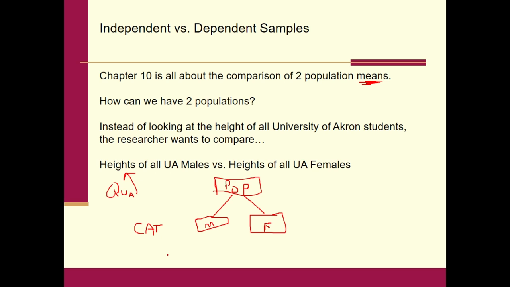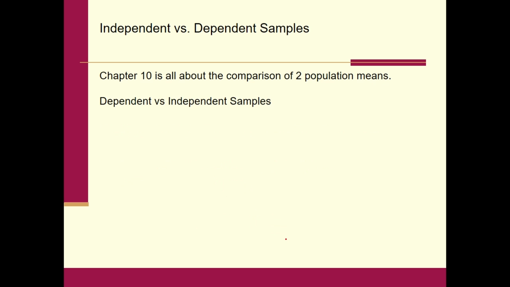Now you might be asking yourself, could we have more than two groups? And the answer is yes. That would be what's called an ANOVA test, and that's in a different stats course, if you will. So we don't have to worry about more than two groups in this course. Let's just worry about the two groups in Chapter 10 and study that for now. Let's get into dependent versus independent samples then.